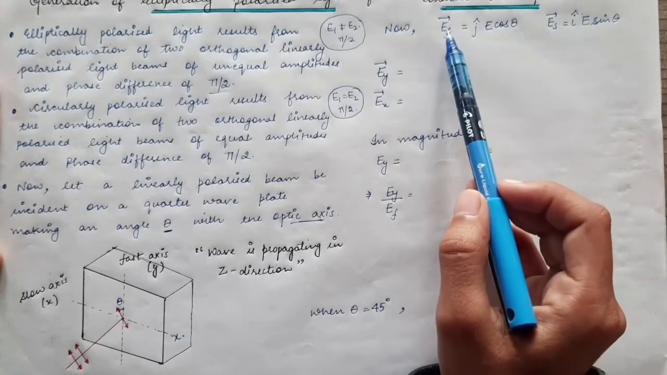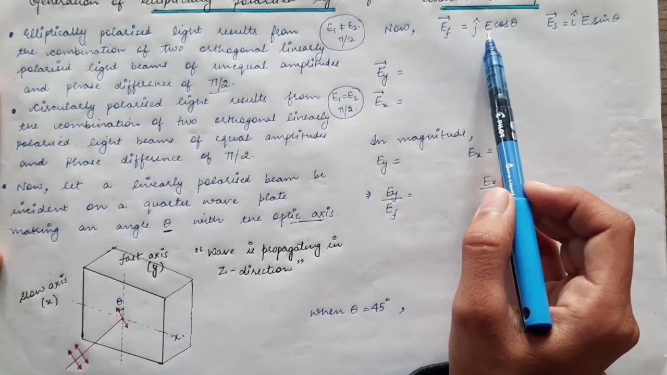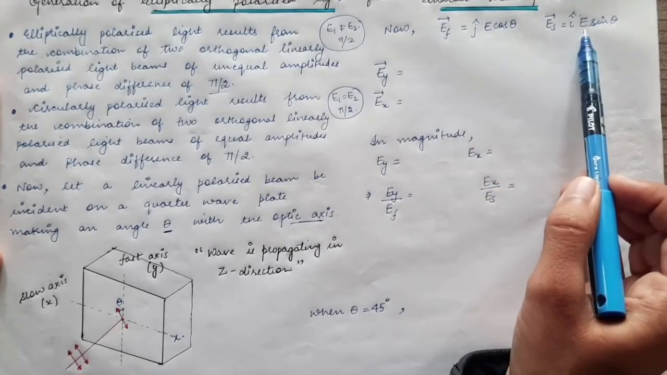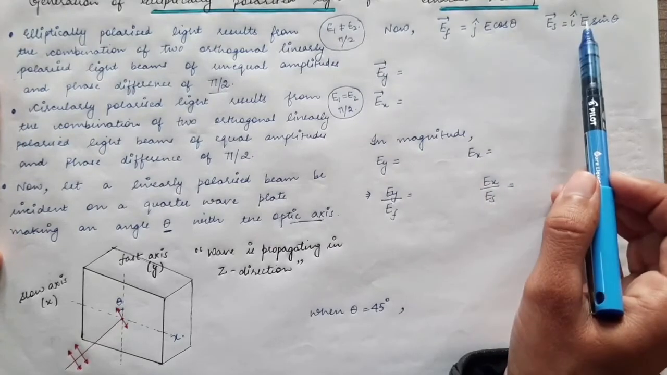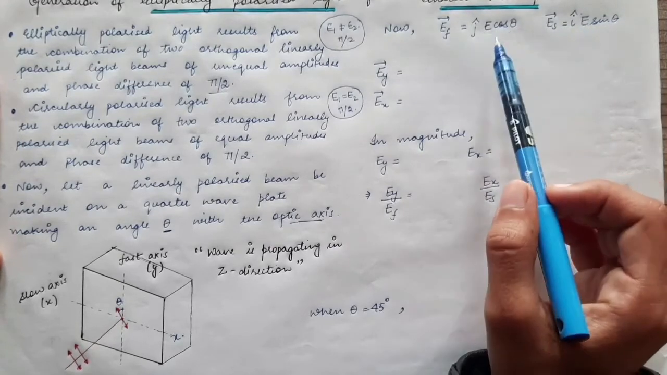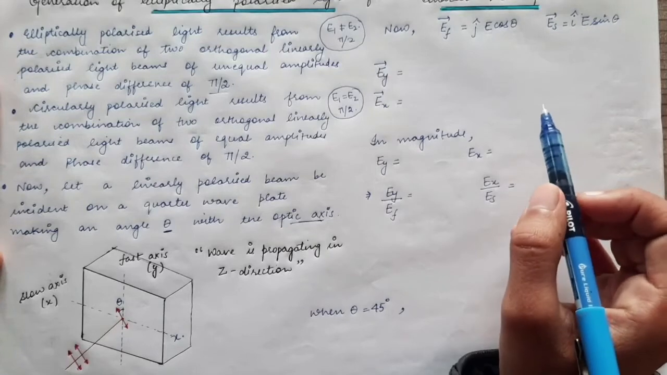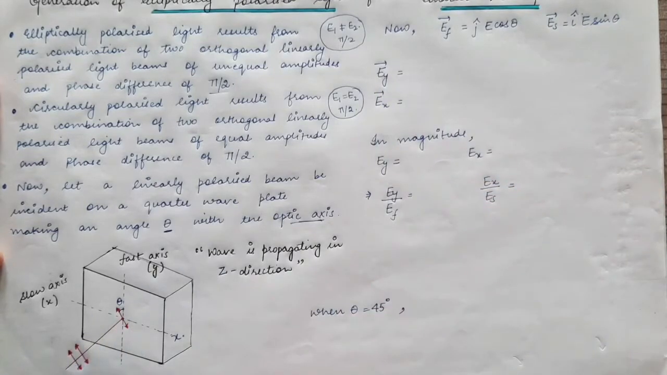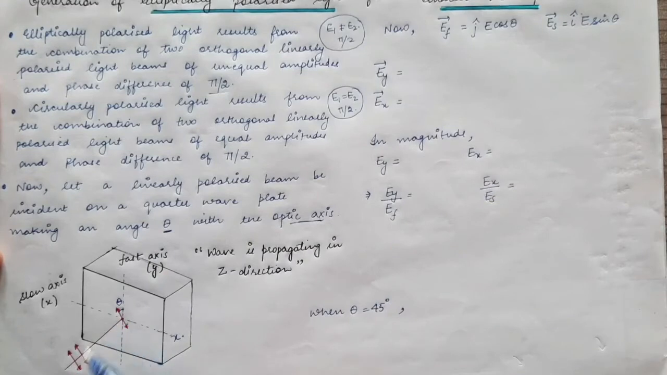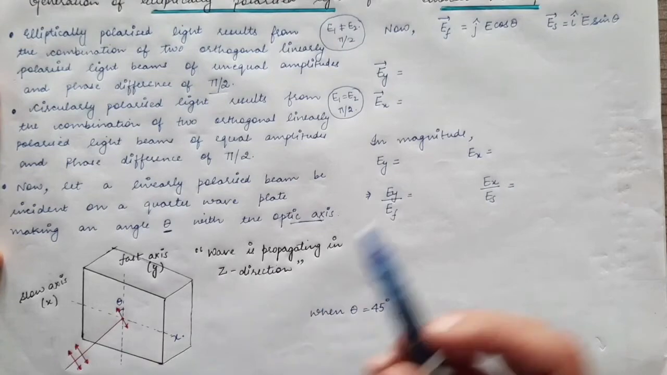Now in these fast and slow components, this E which I have written is the amplitude of the electric field of the incident light. So what will be the total electric field? Actually, these electric field vibrations are sinusoidal, as we have already seen in the case of plane polarized light.